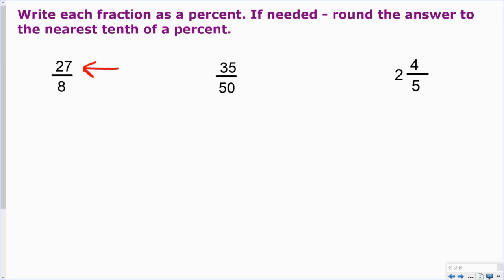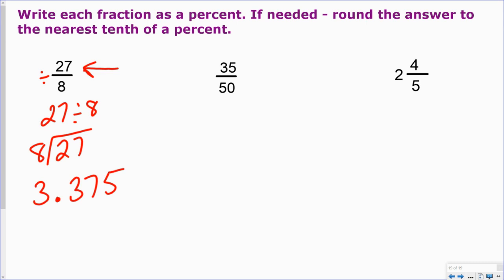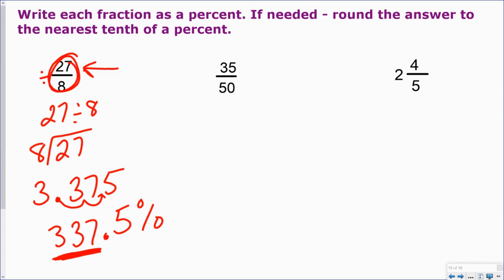So again, I take 27 divided by 8. And when I get my decimal here, I have 3.375. And then when I move my decimal to make my percent, I'm going to move it once, twice. So that gives me 337 and 5/10 percent. And again, this is more than 100% because my fraction is an improper fraction.